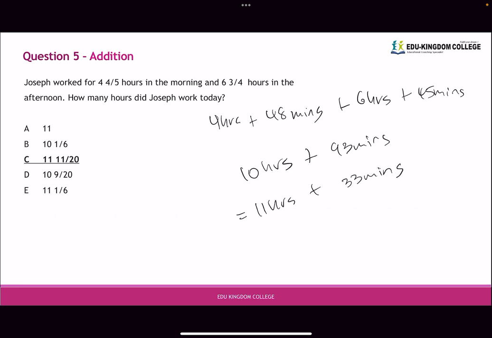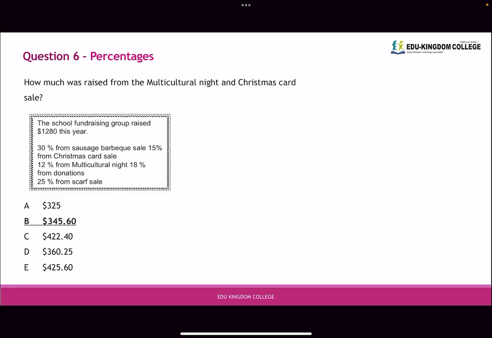Now, 33 minutes is either going to be 11 and 1/20 or 11 and 1/6, because those are the only options with 11 at the start. Everything else is 10. So for 33 minutes, let's try checking C first. 1/20th is 3 minutes. So 60 divided by 20 is 3, times 11 equals 33. So is it correct? Yes. So it should be 11 and 11/20 hours.